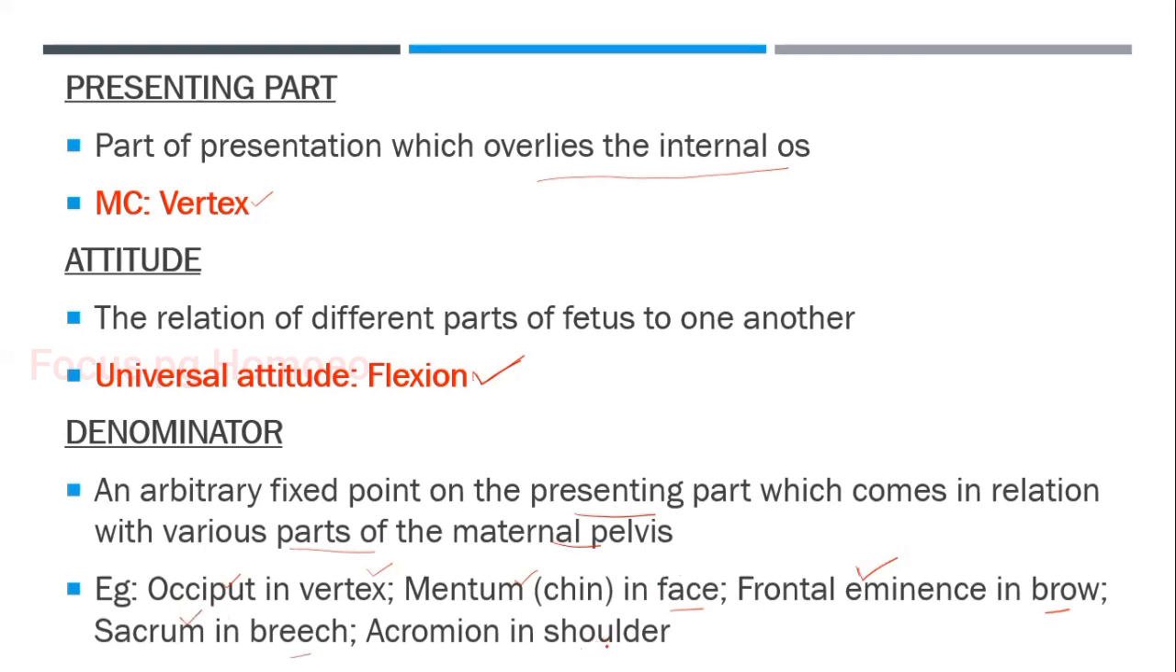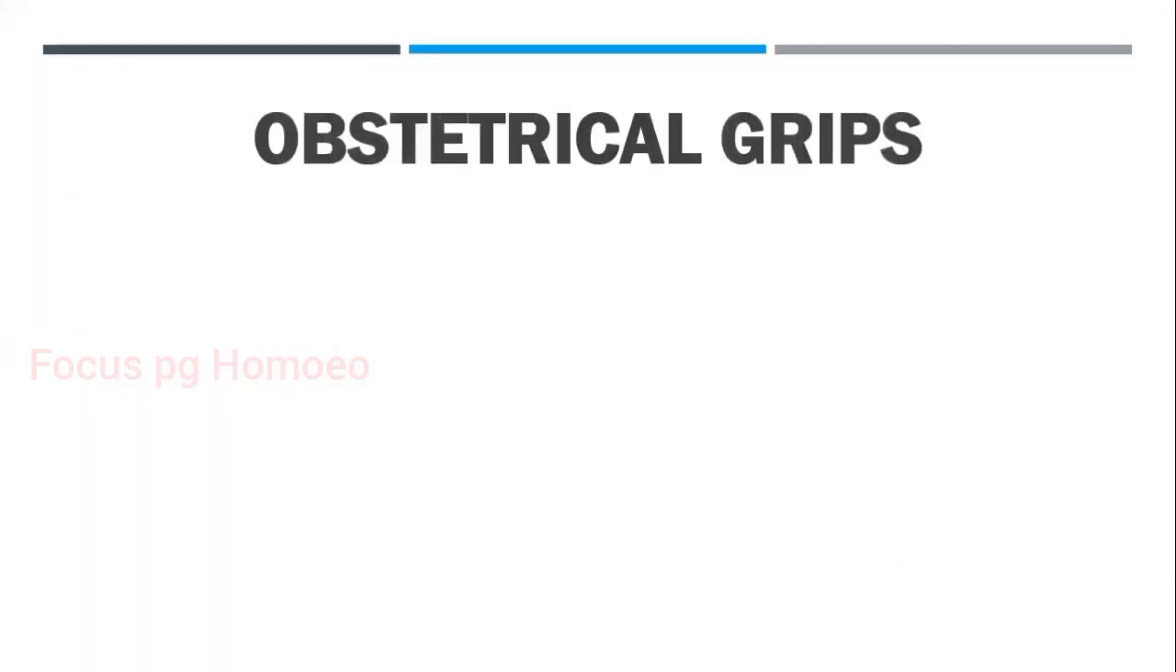And if shoulder is the presenting part, then acromion process becomes the denominator. Now coming to obstetrical grips. So obstetrical grips, what are they? They are actually Leopold's maneuver. Leopold has given a maneuver where the various obstetrical grips can be clinically assessed.